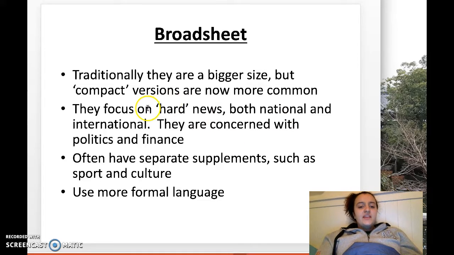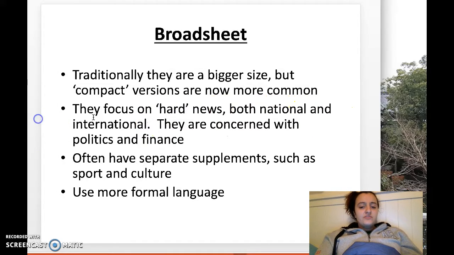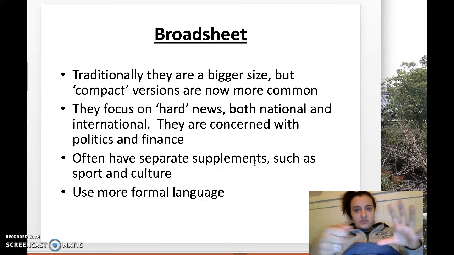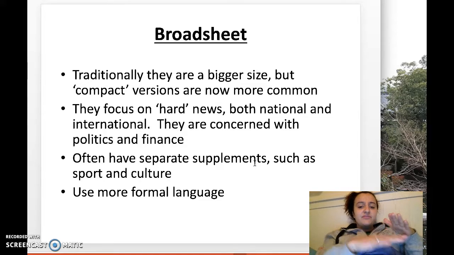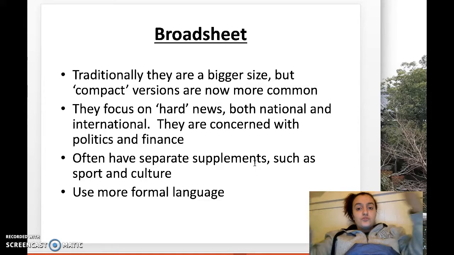Okay, they have a main focus on the hard news, both national and international, and are often concerned with politics and finance. And they often have separate supplements. So you might see someone reading the massive broadsheets and taking out different, thinner versions of that massive broadsheet. So they're different sections. Okay, so it's like the sports is a different type of broadsheet newspaper on its own.